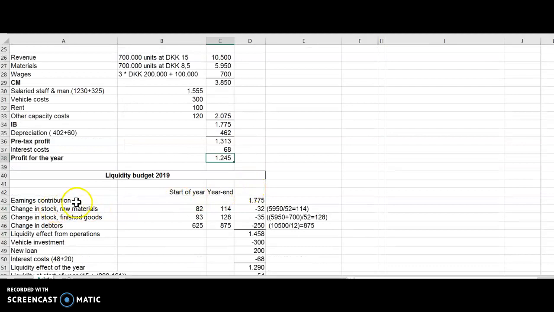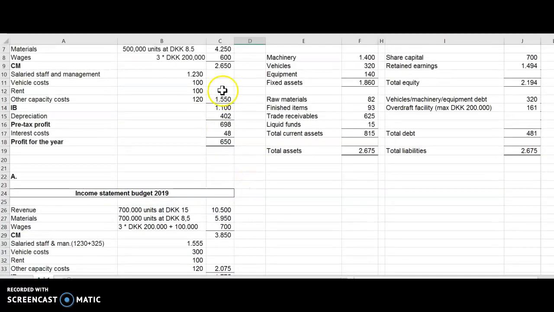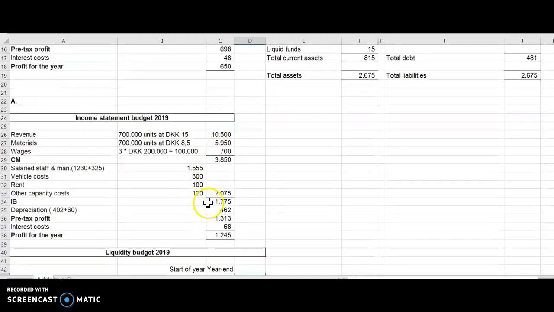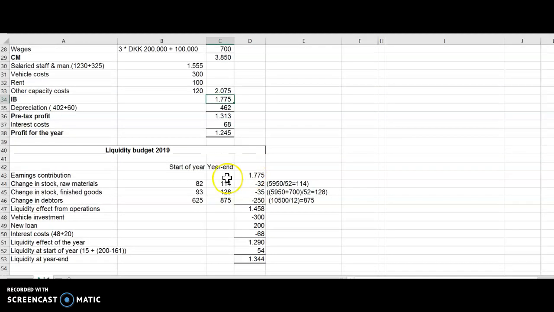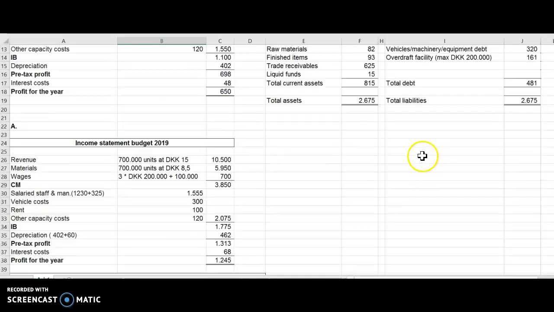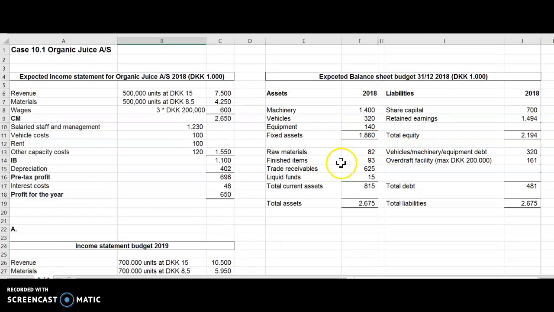We start with the profit before depreciation. It is 1,775. We take this from the income statement here. And then we have start of the year, stock of raw materials, finished goods, and debtors beginning of the year. And we pick these figures from here because we have our opening balance here 2019.